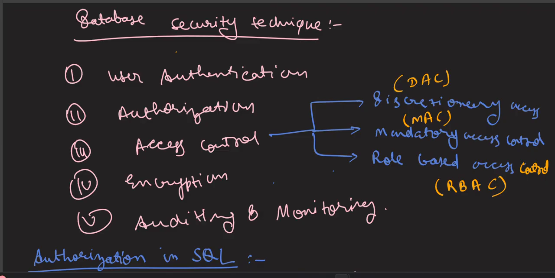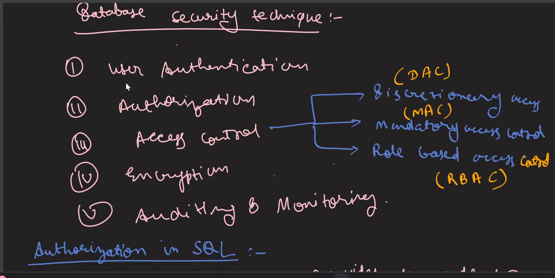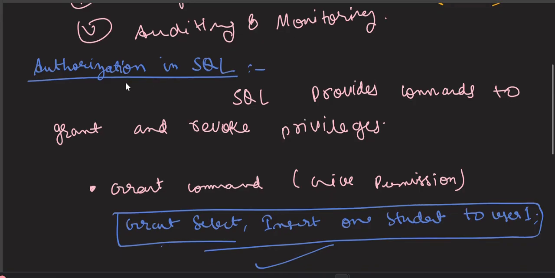So this is called auditing and monitoring. Let's move further to authorization in SQL. In the authorization part, SQL provides commands to grant and revoke privileges. The first command is GRANT. Grant is used to give some access or permission.